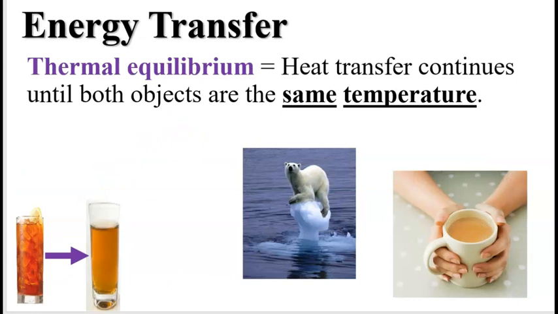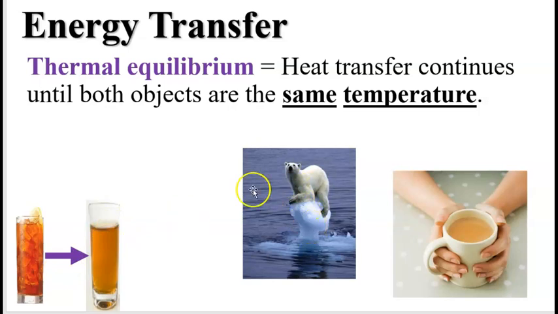So that whole process is called thermal equilibrium. Heat will transfer until both objects are at the same temperature. This is why if you leave a glass of ice water or iced tea out on a sunny day, all that ice will eventually melt and all the liquid will reach the same temperature.